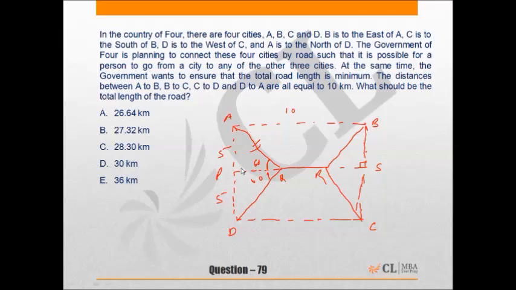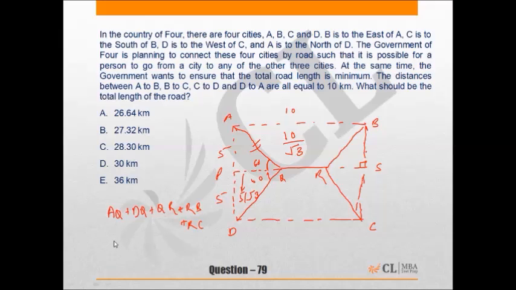So from here we can find the length of AQ. It will be 10 upon root 3. Similarly, we can find the length of DQ. It will be 5 upon root 3. So the required length is AQ plus DQ plus QR plus RB plus RC.